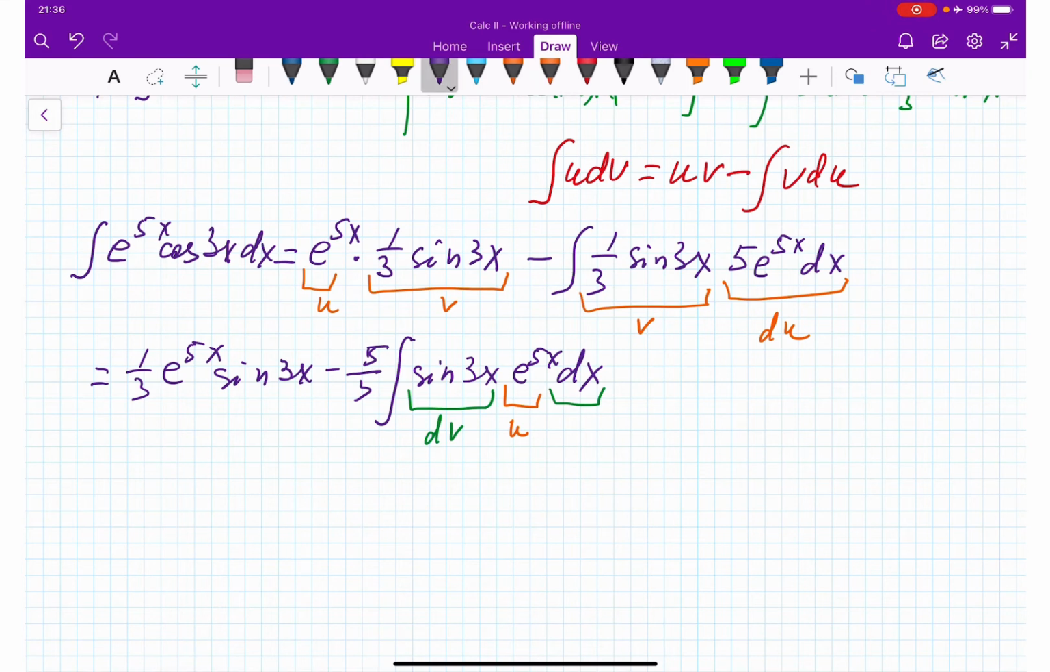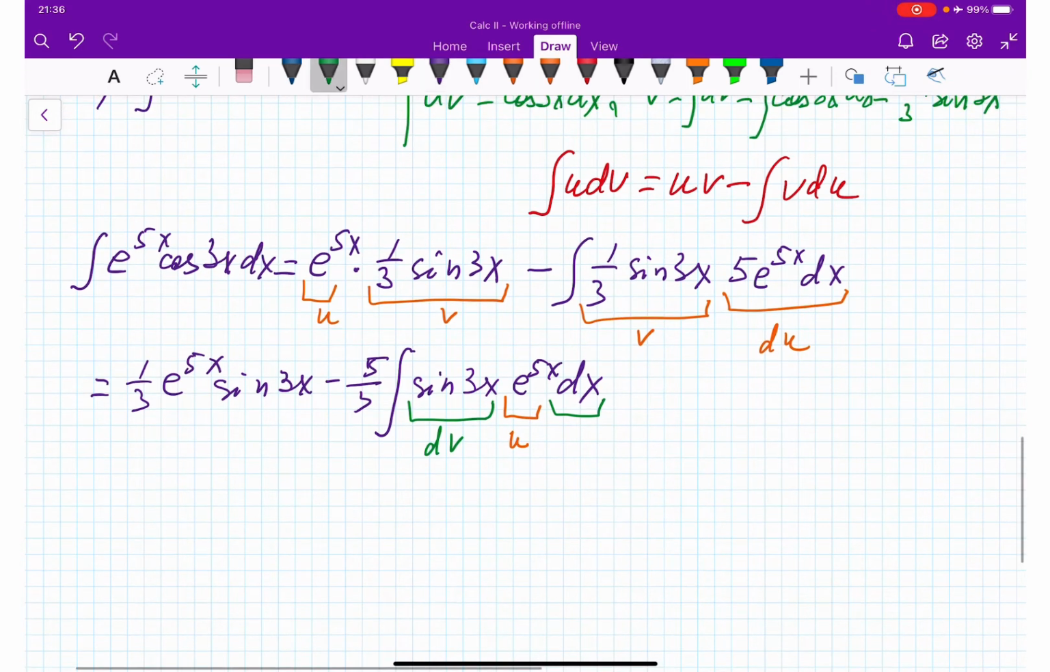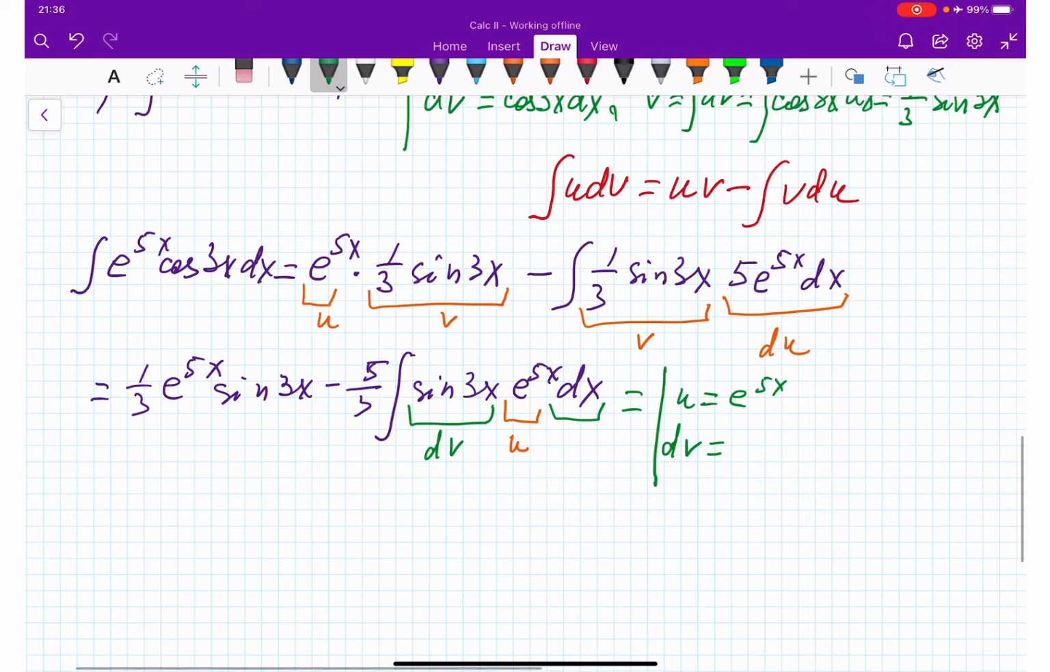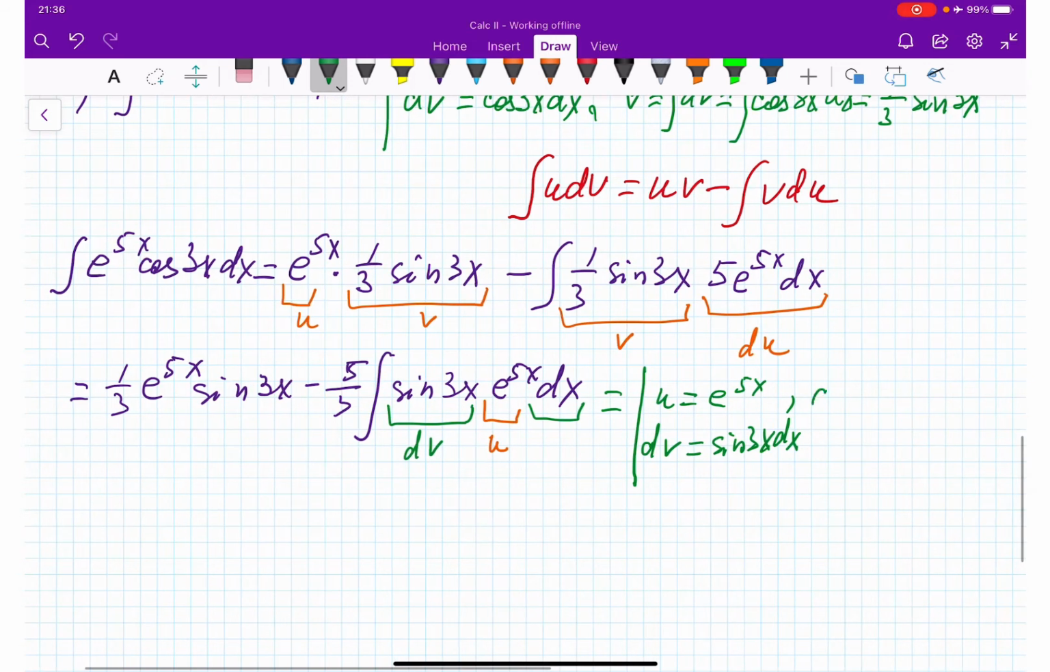So we are going to substitute again: u is equal e to power 5x, and dv is equal sine 3x dx. Accordingly, du is equal 5 e to power 5x dx, right? And v is going to be equal negative 1/3 cosine 3x, because the integral of sine x is negative cosine x. That's why we get negative.